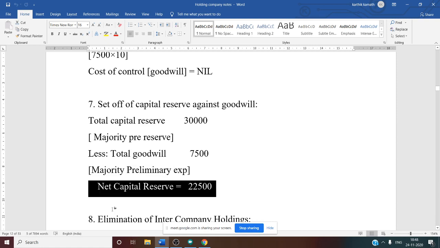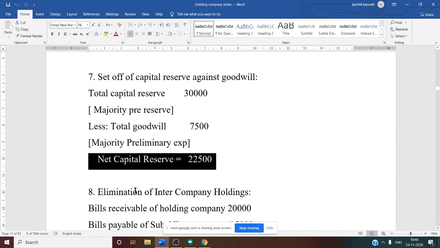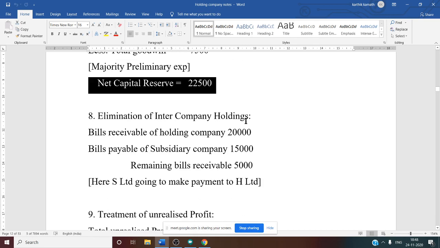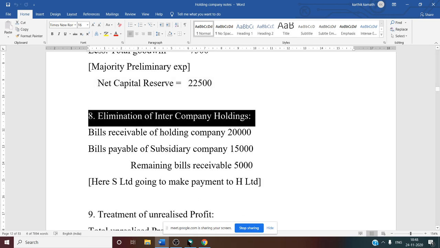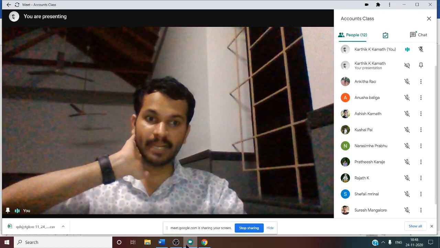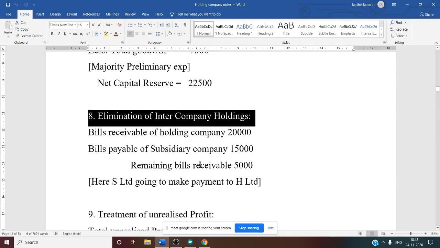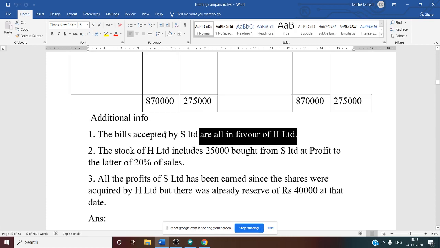This is our net capital reserve, working note number 7. After that, there is working note number 8, that is elimination of intercompany holding. So for intercompany holding, we have to go to the first adjustment once. See this: the bills accepted by S are all in favor of H. So S is going to pay for H.